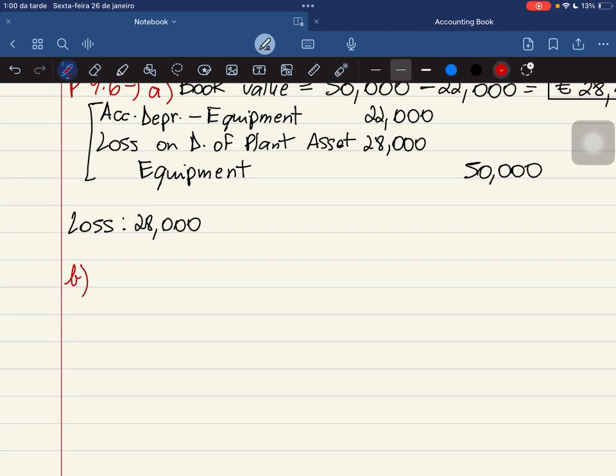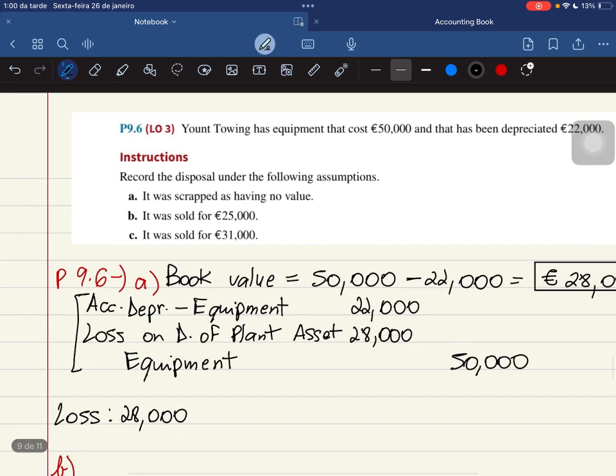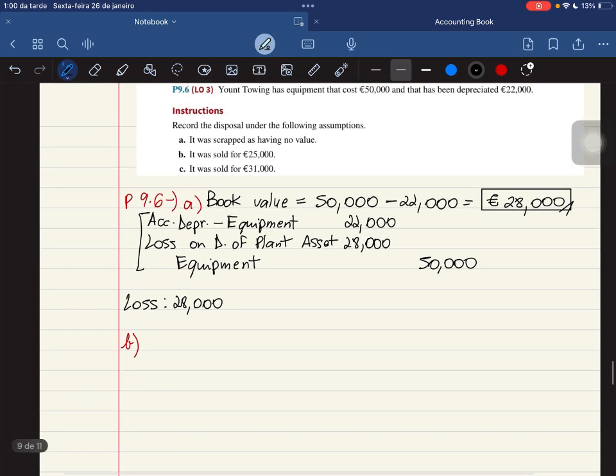Letter B, it was sold for $25,000. Well, this is your book value. It was sold for less than what it was worth, so there is a loss. How much is the loss? 3,000, right? But you can write it here to show this to whoever is correcting your exercise.